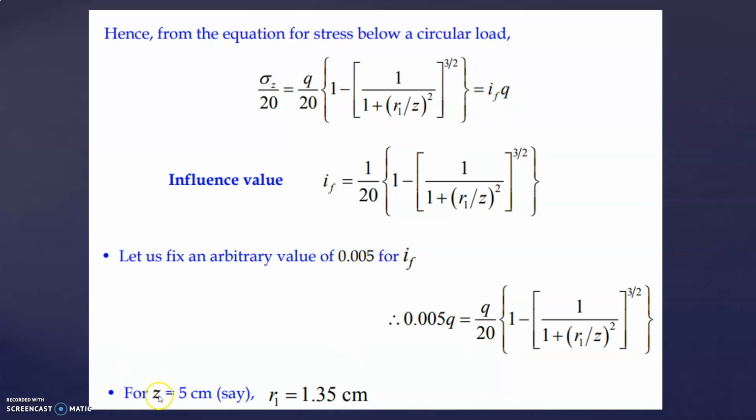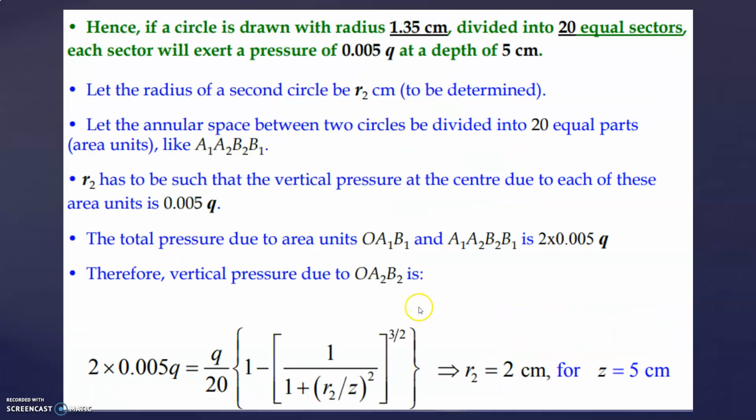Suppose Z is equal to 5 centimeter. When you substitute in this equation, R1 becomes 1.35 centimeter. Hence a circle is drawn with a radius of 1.35 centimeter, divided into 20 equal sectors. Each sector will exert a pressure of 0.005 Q at a depth of 5 centimeter.